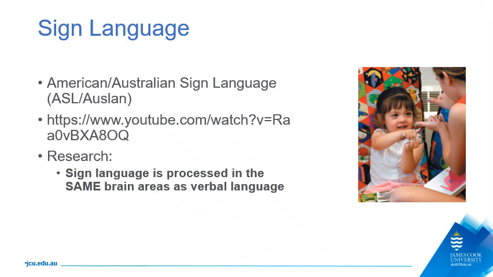So sign language, okay, we have American Sign Language, very famous. We also have the Australian Sign Language, another very famous sign language. Research in neuroscience has shown that sign language is processed in the same brain regions as verbal language.